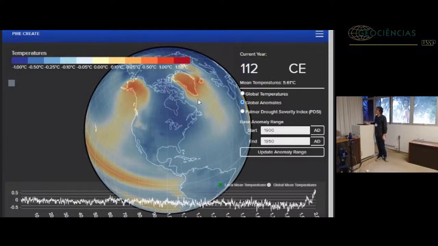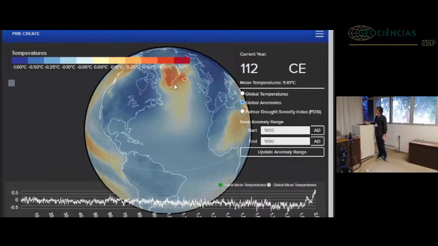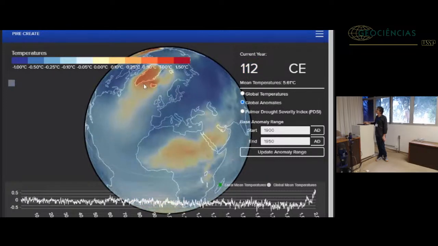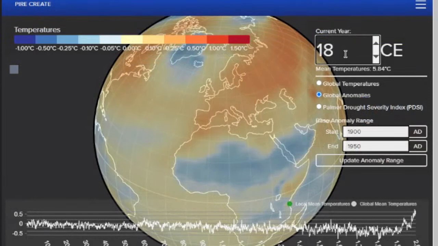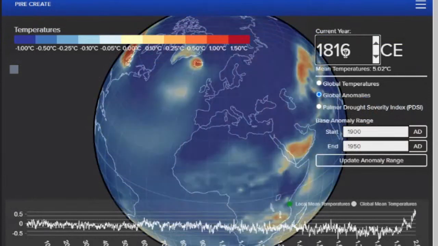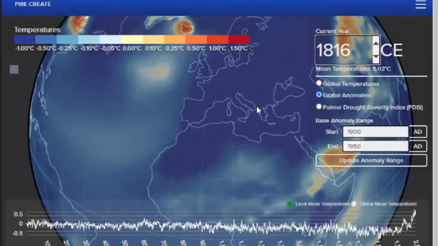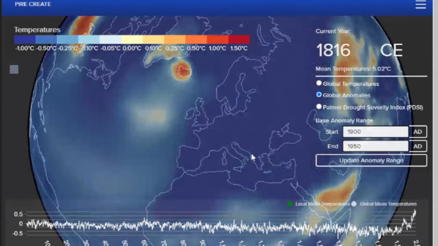So, for example, you can focus a little bit on Europe. And let's go to the year 1816. Anybody know why I went to that year? The year without a summer, right? Starvation, famine, and you can see how cold it is here.